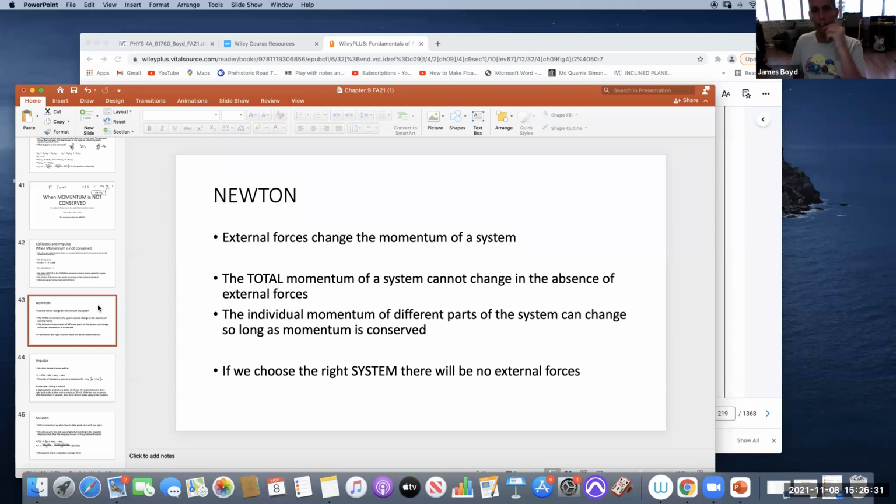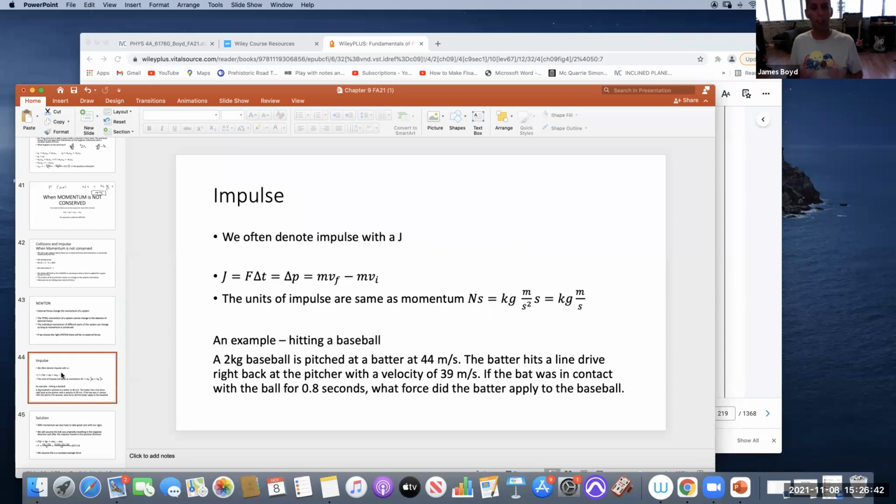The other thing is that if we choose the right system, there's no internal forces. I already talked about that. We'll talk about that a little bit more when we talk about collisions, but let's talk about impulse. Okay, so impulse.